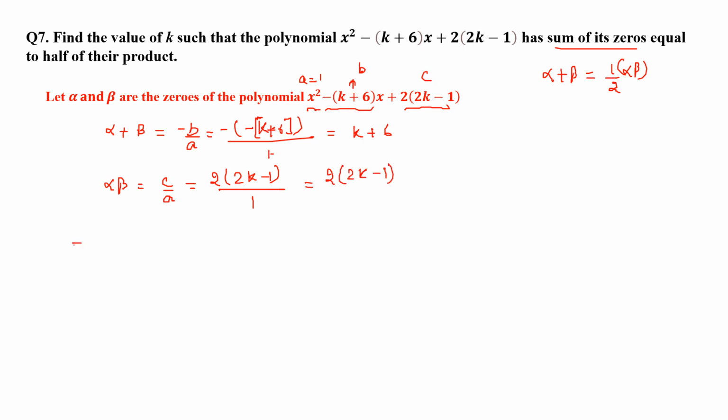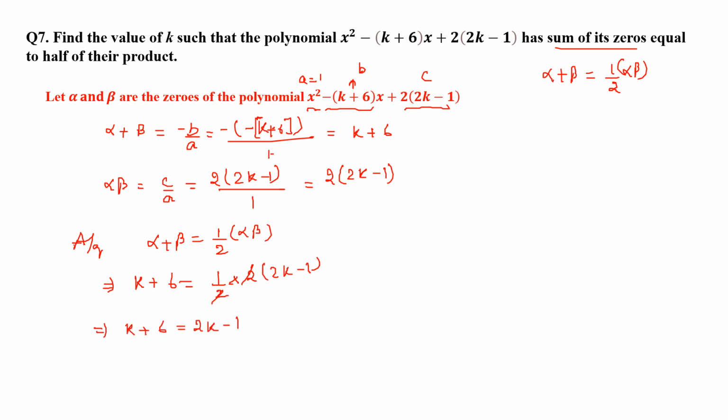Now what is the relation given according to the question? Alpha plus beta is equal to half of alpha beta. Let's put the values. Alpha plus beta is k plus 6, which is equal to half of 2 into 2k minus 1. 2 cancels. So k plus 6 is equal to 2k minus 1. Now I'm transposing minus 1 from RHS to LHS, it becomes 6 plus 1, and transposing k from LHS to RHS. So 6 plus 1, 7, equals k, since 2k minus k is k. So the value of k is 7.